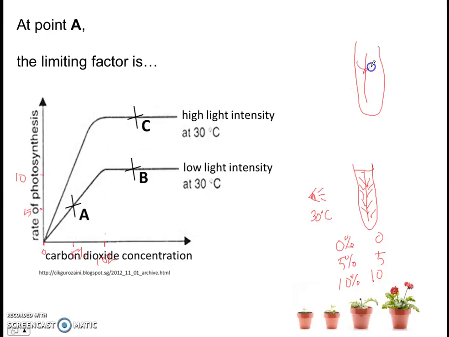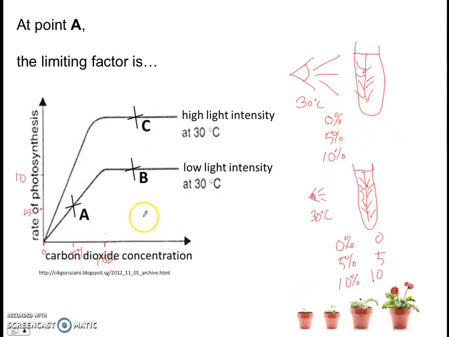Now, I shift the plant into a higher light intensity, a very high, strong light intensity, but still 30 degrees Celsius, right? Still 30 degrees Celsius. And I do the same thing again. I expose it to different concentrations of carbon dioxide, 0%, 5% and 10%, and I measure the rate of photosynthesis at each carbon dioxide concentration.